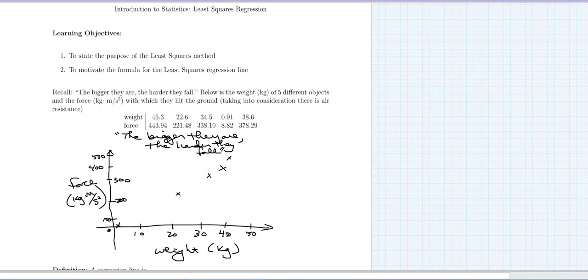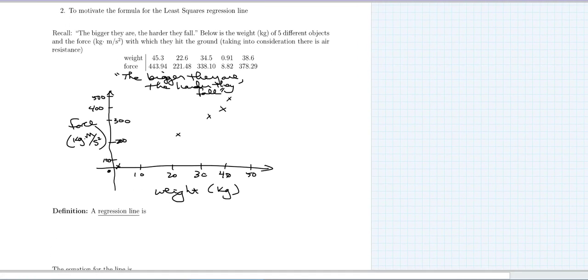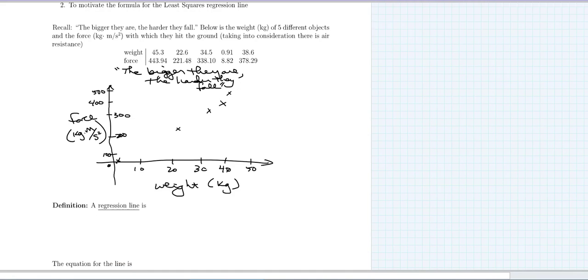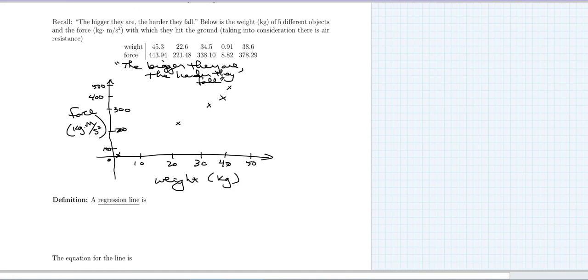Let's just remember an example from many videos ago where we studied the relationship between the weight of an object and the force with which it hits the ground. And here's the graph from that video, where weight is on the x-axis and force is on the y-axis.